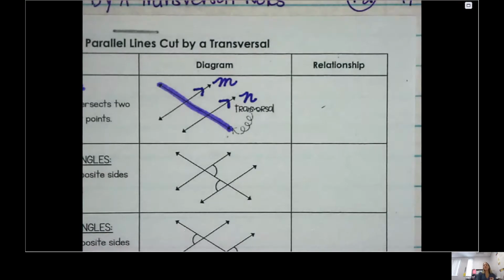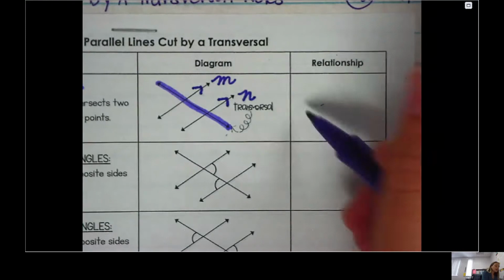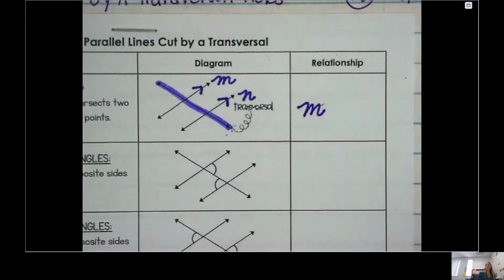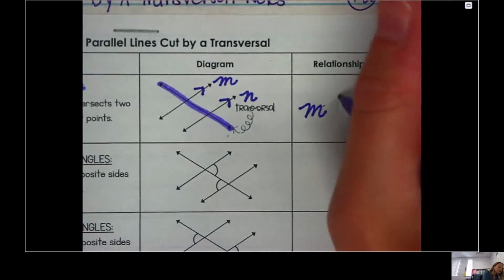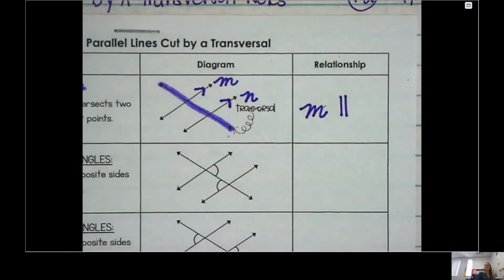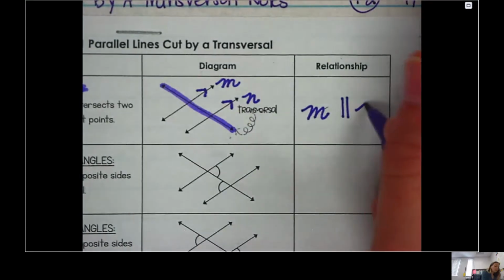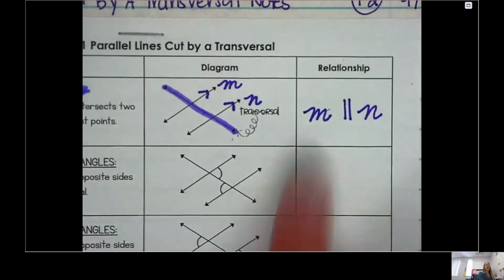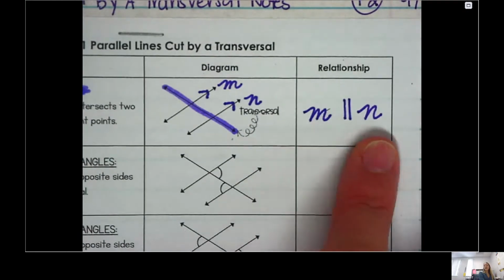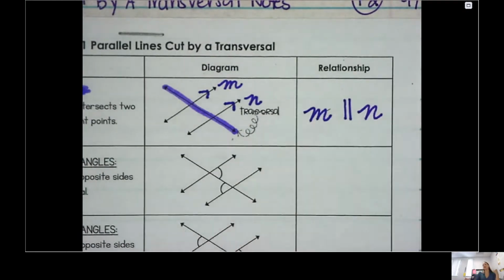And then this one doesn't have a relationship, but we're going to write a sentence that says line M is parallel to line N. Now, without writing the whole thing out, we're going to use symbols. Instead of writing the word parallel, we use a symbol, and it looks like two straight up parallel lines. So this sentence says line M is parallel to line N without me having to write the words. Okay, parallel to each other.